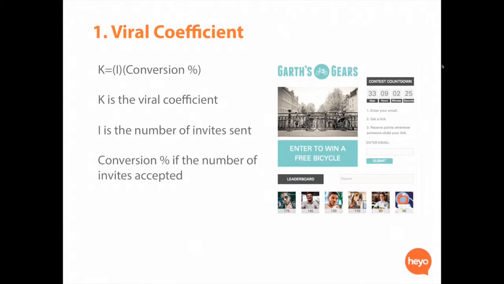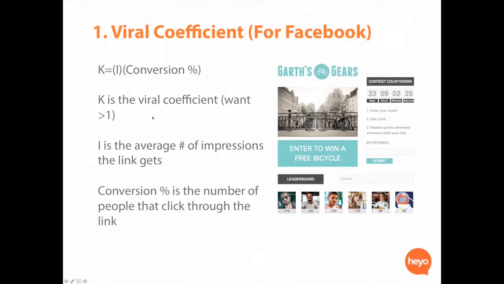Let me break that down to another degree and show you what that is on Facebook, or those same terms in Facebook language, all right? So go to the next slide. So this is what it means for Facebook. K is still the viral coefficient. I is the average number of impressions a potential link gets, okay? So that could be a link in a status update. It could be a link for your app, any link on Facebook, okay? So I is the average number of impressions a link gets. And conversion percentage is the number of people that click through the link. Mary, are you following okay?